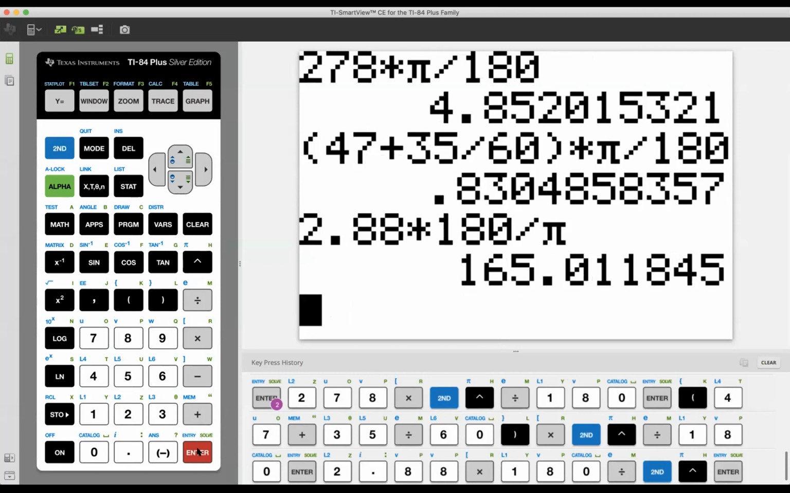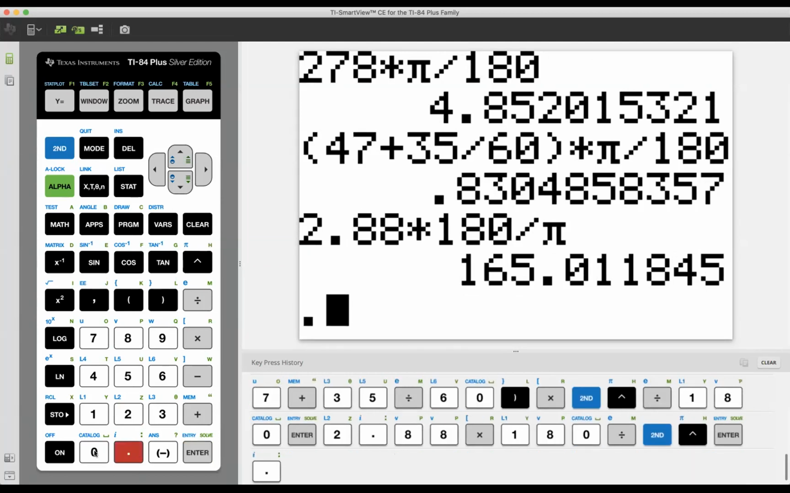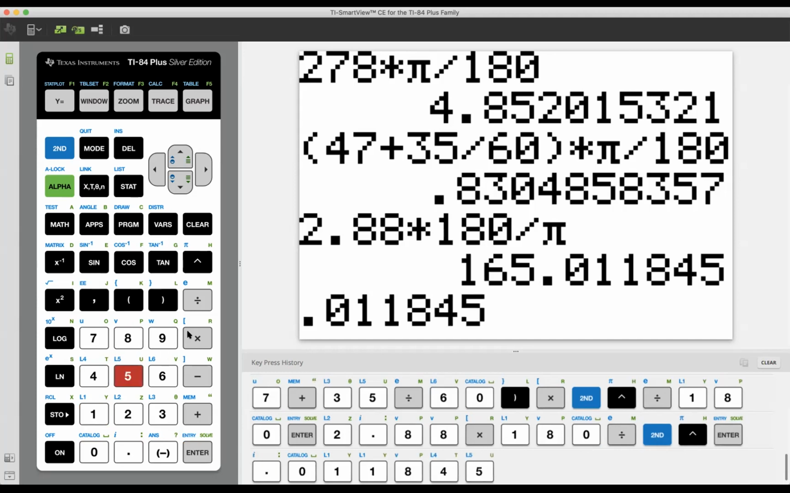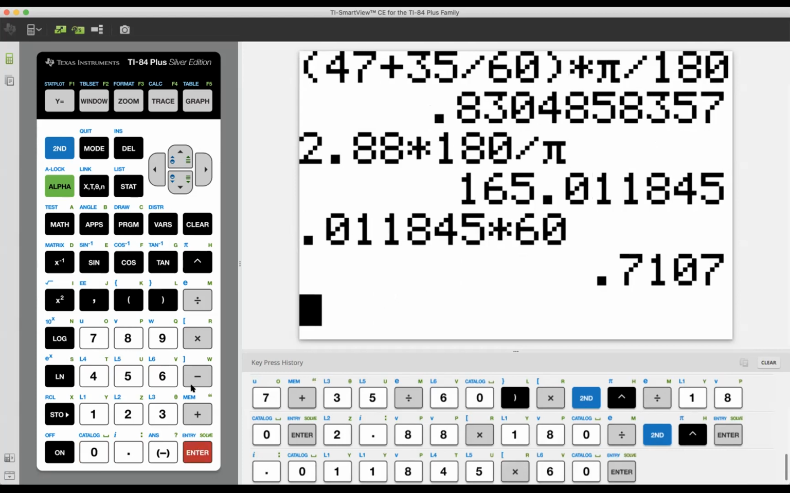And that's 165.01 degrees. Okay, now this one does say write your answer rounded to the nearest minute, which means it wants you to take this one step further and convert that fractional portion of a degree to a minute. Remember how to do that. You got to take that decimal portion, 0.011845, and just times it by 60. And then round that to the nearest whole number, which would be about 1. So that fractional portion is 1 minute. So this one, the final answer is 165 degrees, 1 minute.